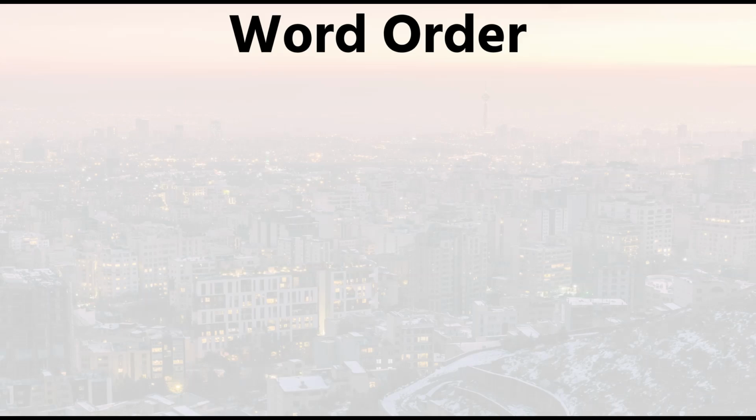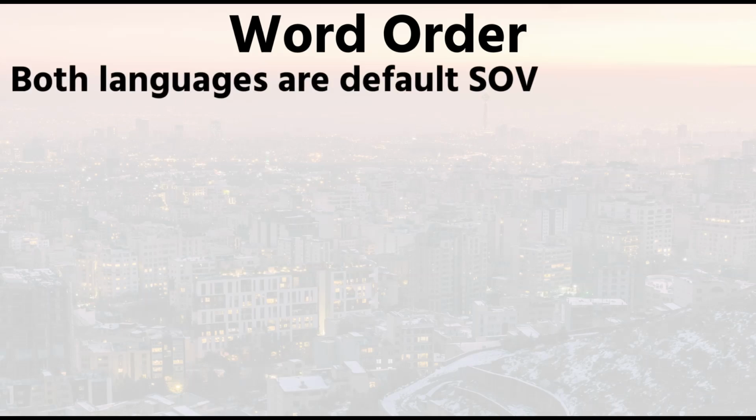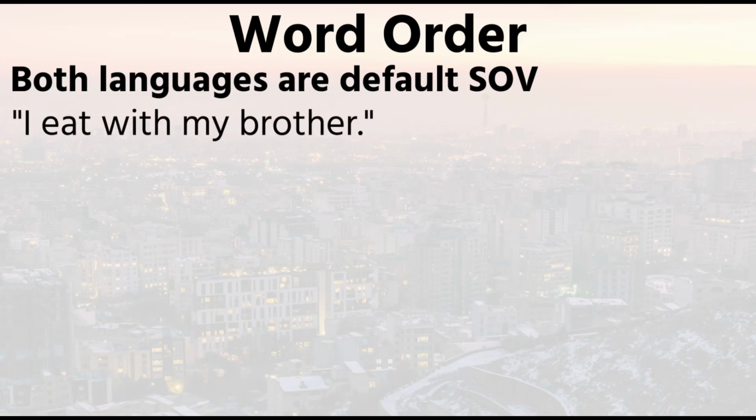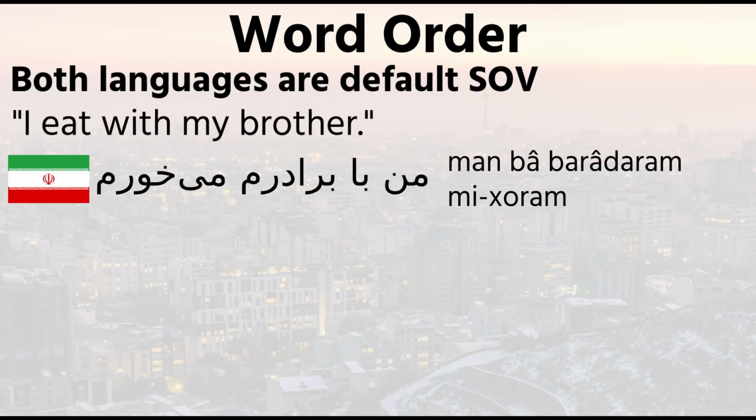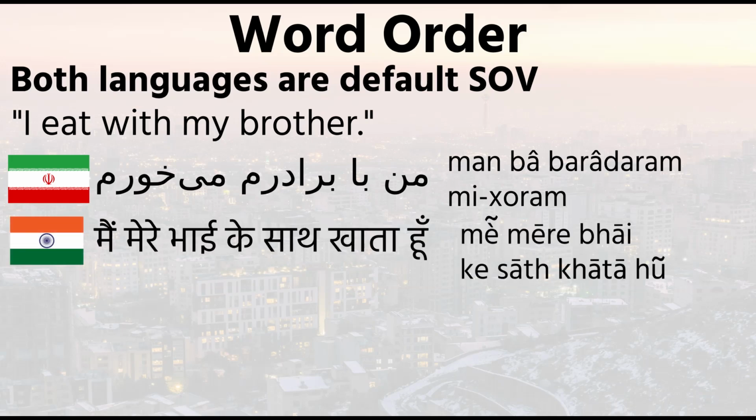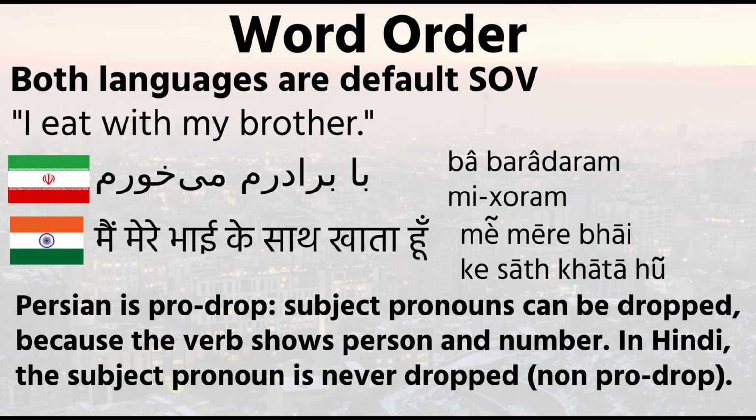Word order. Both languages are default SOV, subject, object, verb. This sentence means I eat with my brother. In Persian, من با برادرم میخورم, and in Hindi, मैं मेरे भाई के साथ खाता हूँ. First off, in Persian, we can drop the subject pronoun. Because the verb is conjugated to show person and number, you can drop the subject pronoun in Persian. But in Hindi, the subject pronoun can never be dropped.